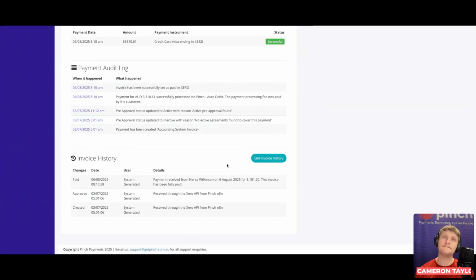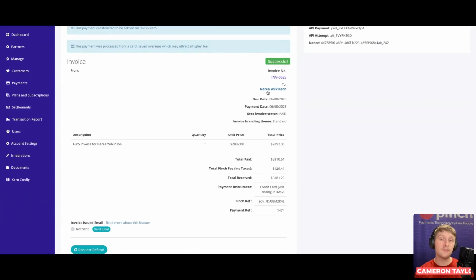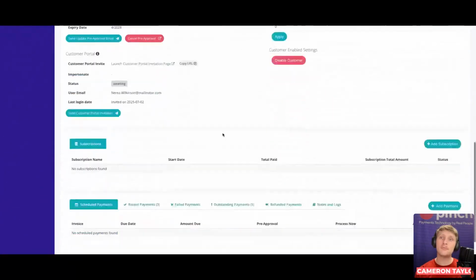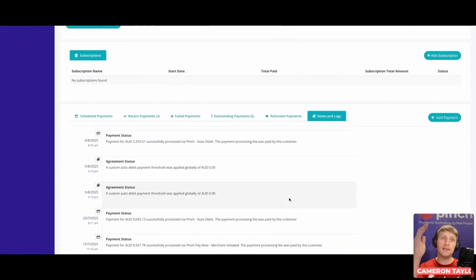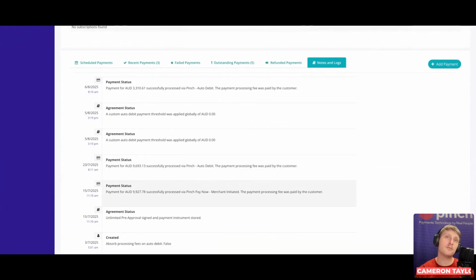When it comes to customers, there's very similar information available for customer records. If you click into your customer and scroll down to the very bottom of the page, you'll find this little sub-tab called Notes and Logs. The Notes and Logs gives you a complete running chronological view of every action that has happened for a customer.